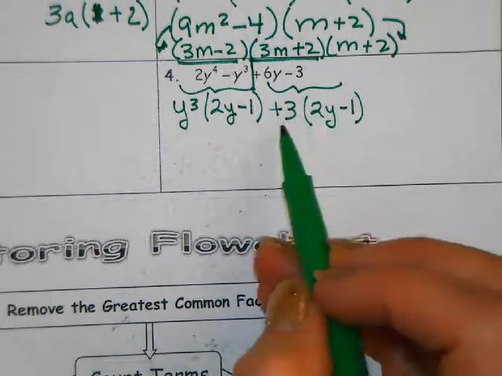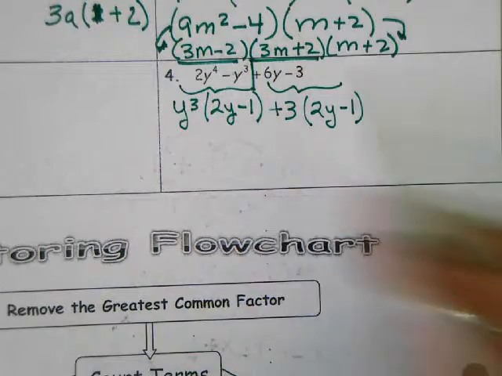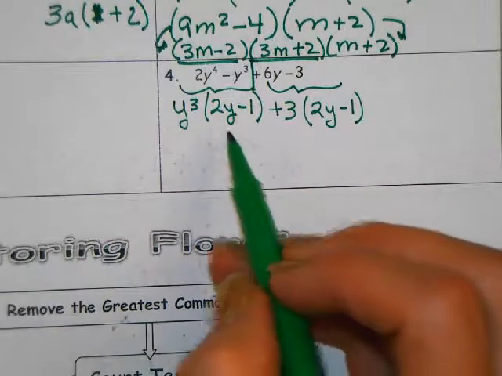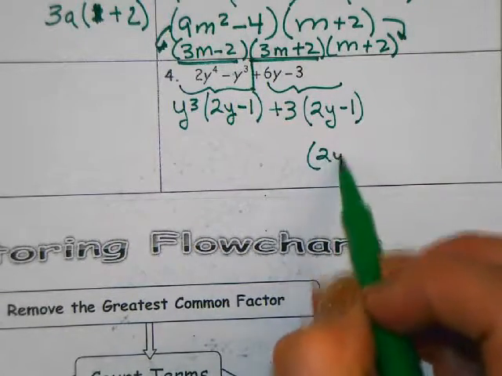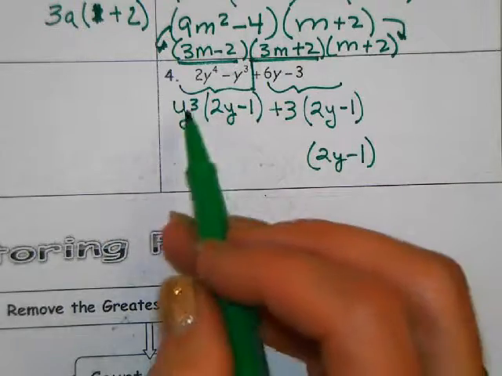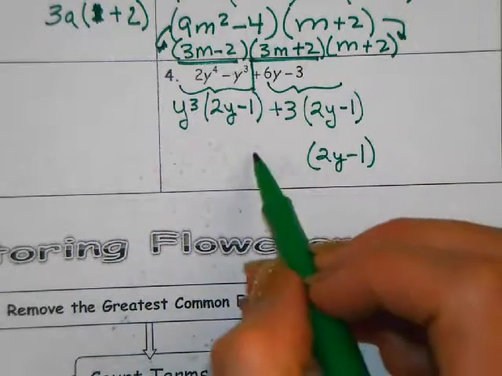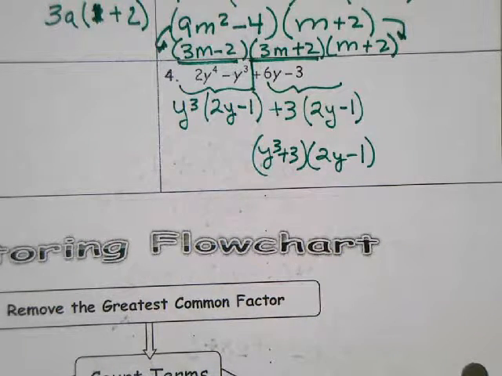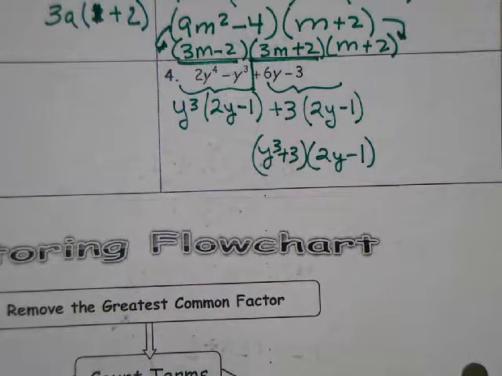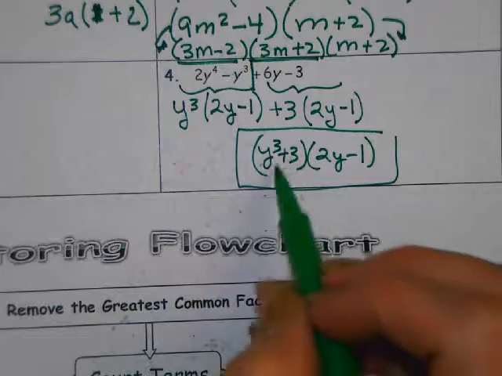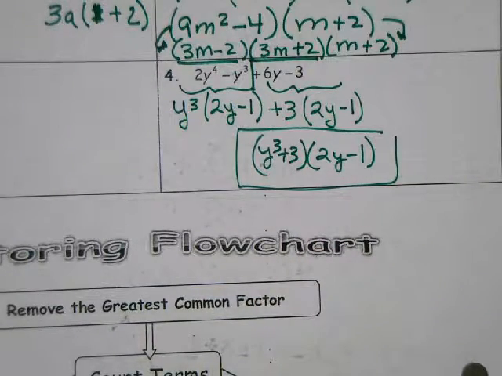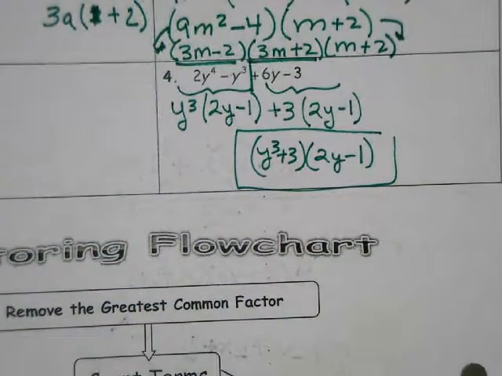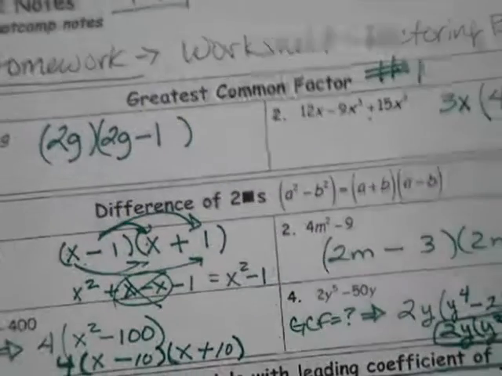Because 3, and then, so if I take the 3 and multiply it to each, I should get 6y minus 3. So these are the same, so I'm going to rewrite the 2y minus 1 once, and then I can take the y cubed plus 3 and bring that down. Okay? Does that make sense? And then, so this, I can't reduce this any farther. It's not a perfect square, so we can move on. That is the final answer. Questions?